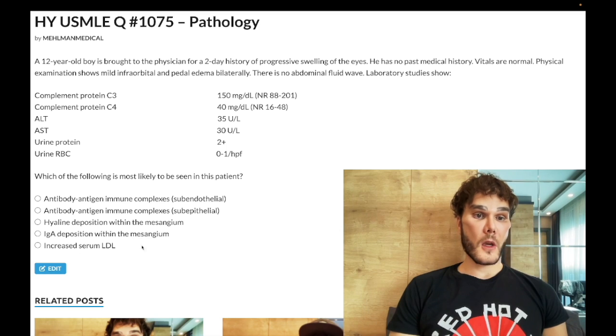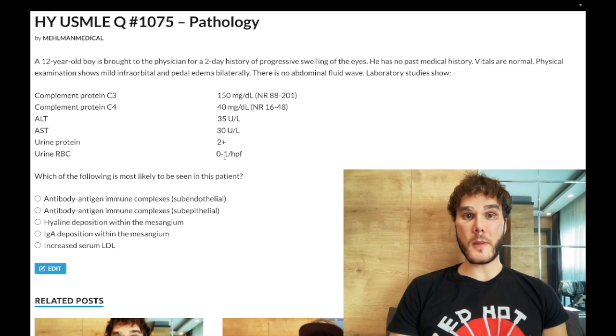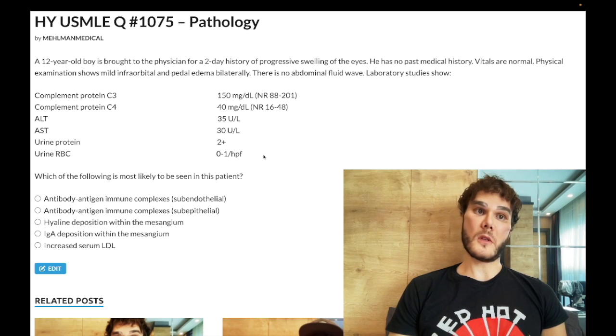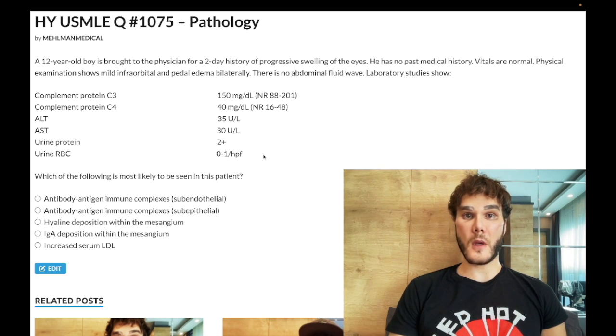Choice C, increased serum LDL, correct answer. It's minimal change disease. We eliminated to get there. Okay, so you just have a kid who's got swelling and he's got some protein in the urine, and that's minimal change disease, aka lipoid nephrosis. And you're going to have no changes on light microscopy, hence the name, but you're going to have podocyte effacement on electron microscopy. They don't have to mention the viral infection.